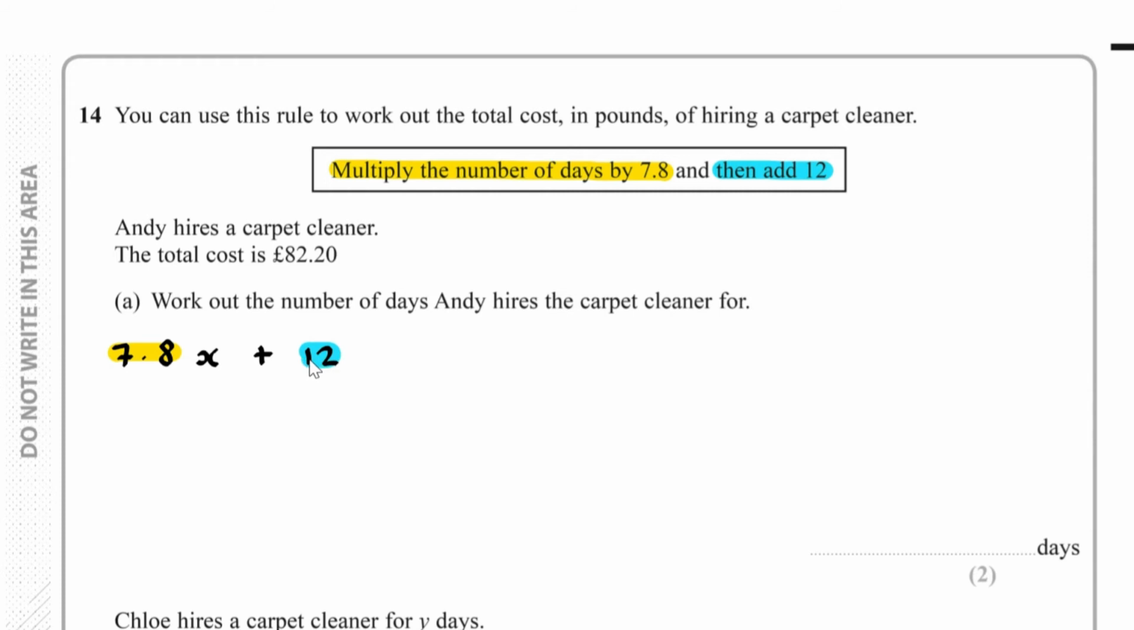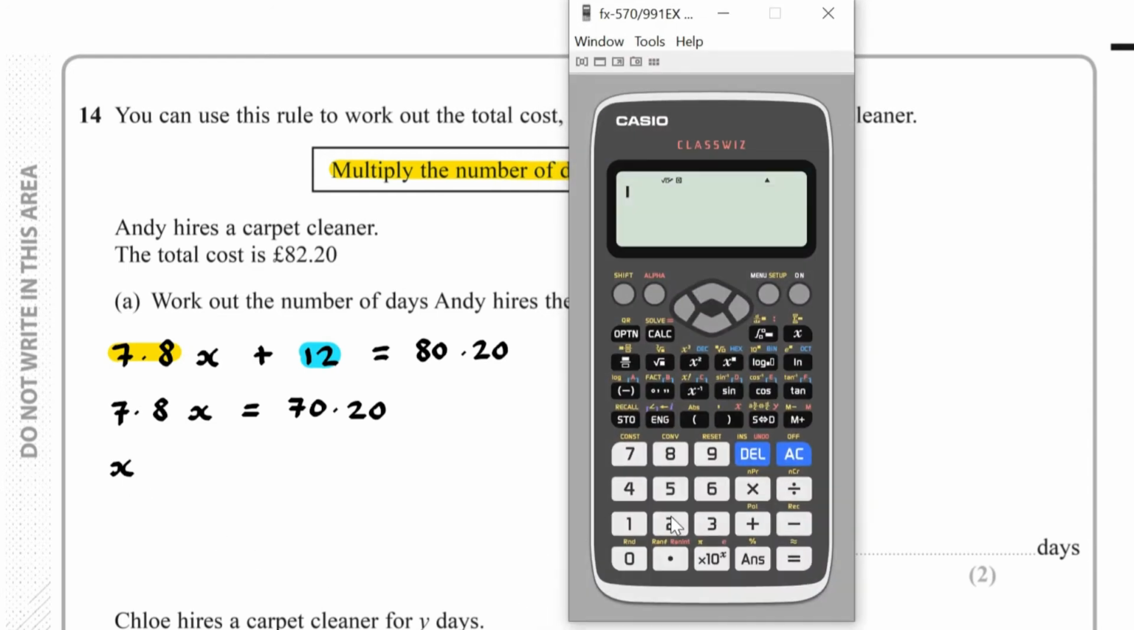as we see here. And we know that the total cost is £82.20. So if I subtract 12 from both sides, you will find 7.8x to equal £70.20. And if I divide both sides by 7.8, well, 70.20 divided by 7.8 is 9. So we have 9 days.